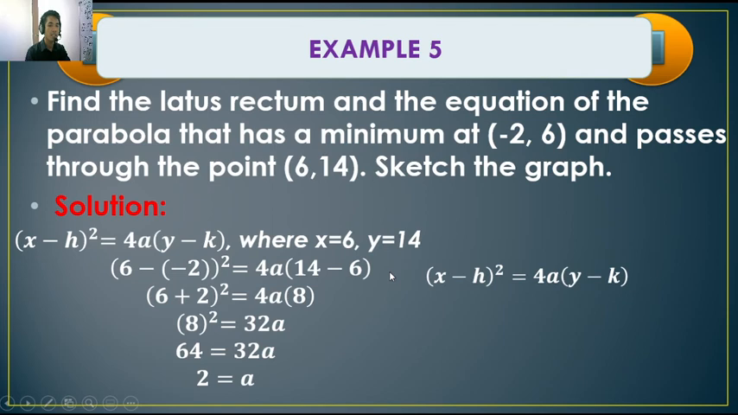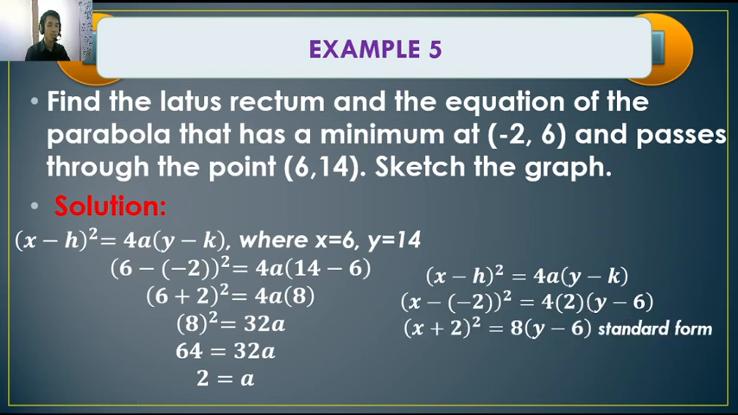Now, to find the standard equation, we need to substitute a by 2 from our given. So we have x minus the difference of x and negative 2, squared, is equal to 4 times 2 times y minus 6. And then simplify, we have now (x + 2)^2 is equal to 8 times (y - 6). This will be our standard form of the equation of the parabola.